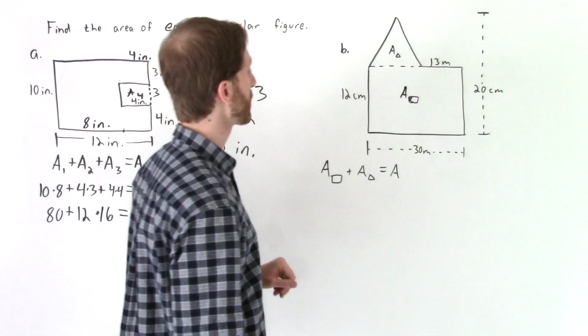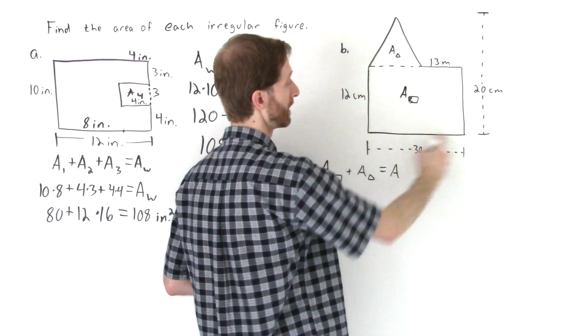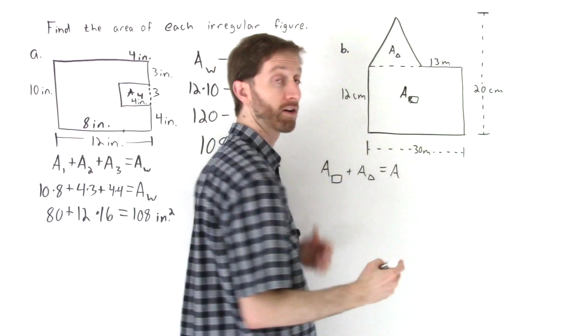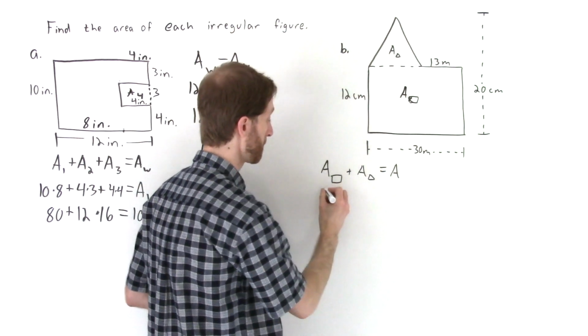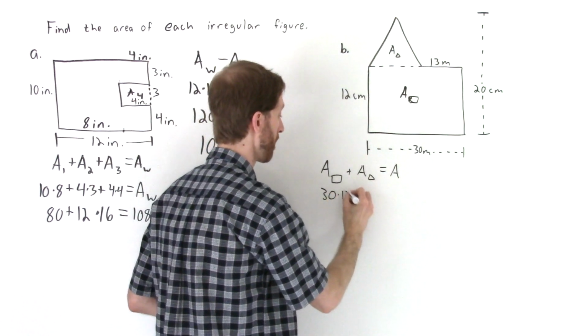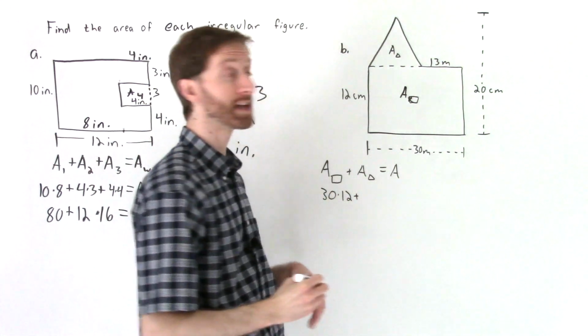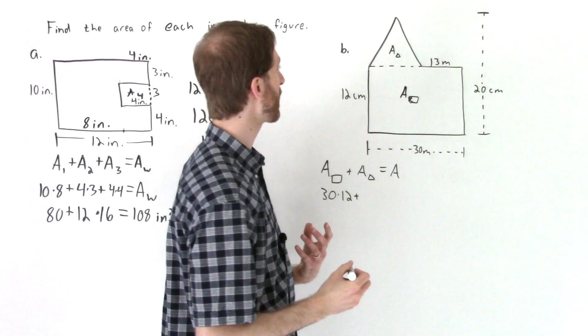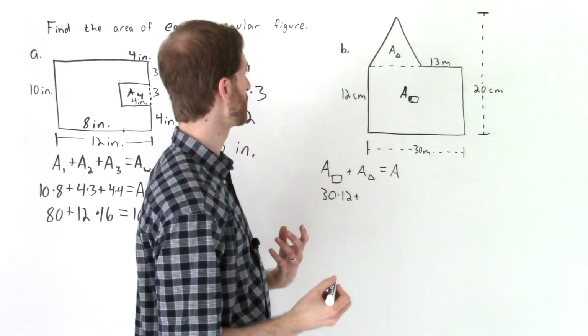So let's find the area of the rectangle first. Well, that's going to be length by width, and that gives me the whole area of that. So that's going to be 30 times 12. On top of that, now we need the area of the triangle, but I don't have many dimensions of this triangle. Let's see if we can find them.